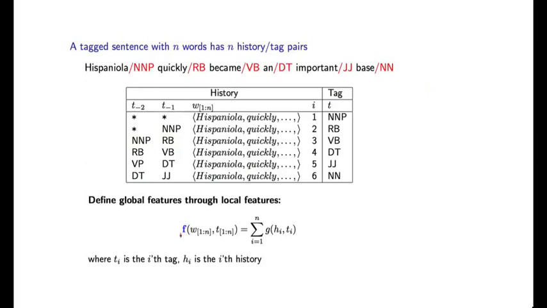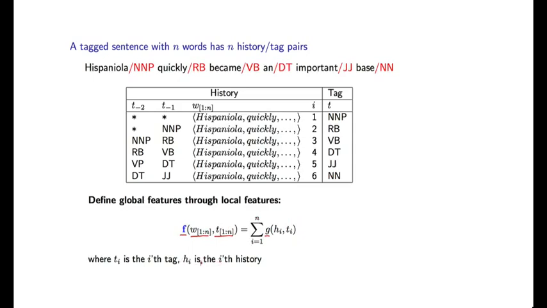So we're now going to see how to construct a global feature vector f, which maps an entire sentence paired with an entire tag sequence to a vector through these local feature vectors g. And the way we do it is simply to sum up these local feature vectors at the different positions in the sentence. So here I have a sum over i equals 1 to n. n is the length of the input sentence, the length of the tag sequence.